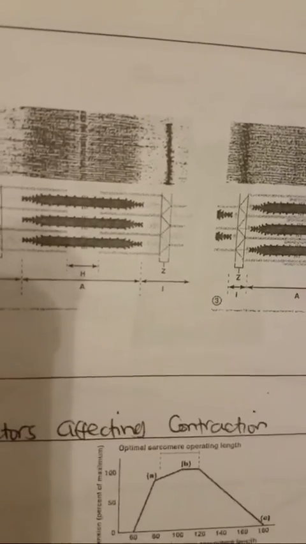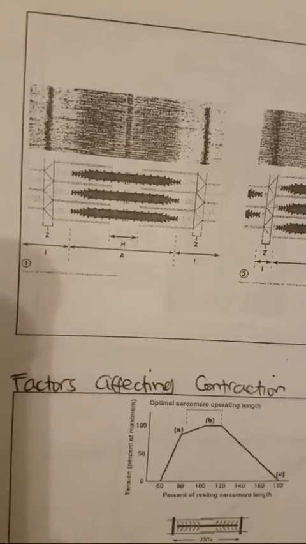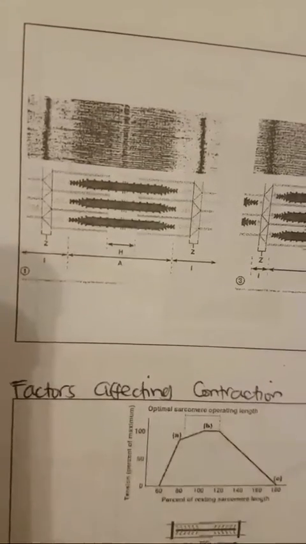And this is the same. We have the H line, Z line, I band, A band. The whole thing is the A band.